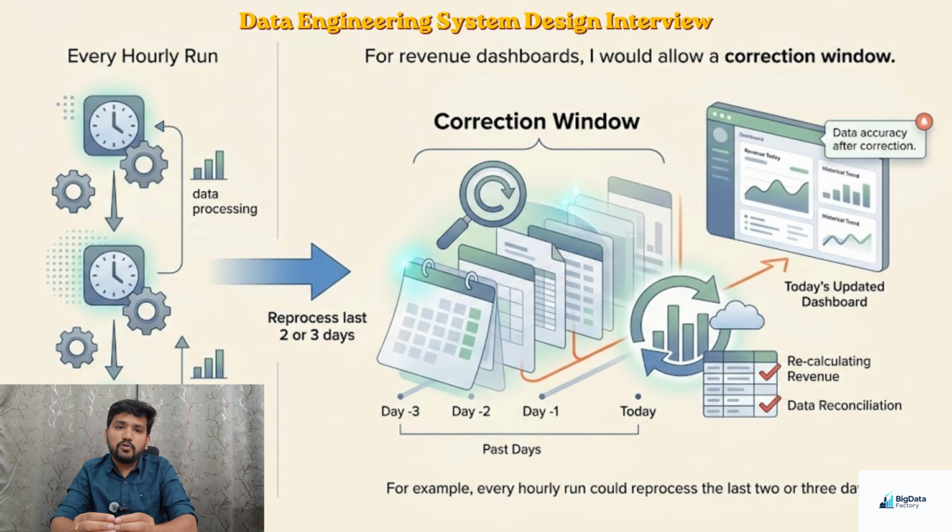So I would design around event time and processing time. Event time means the business event actually happened. Processing time means when our system received it. For revenue dashboards, I would allow a correction window. For example, every hourly run could reprocess the last 2 or 3 days.